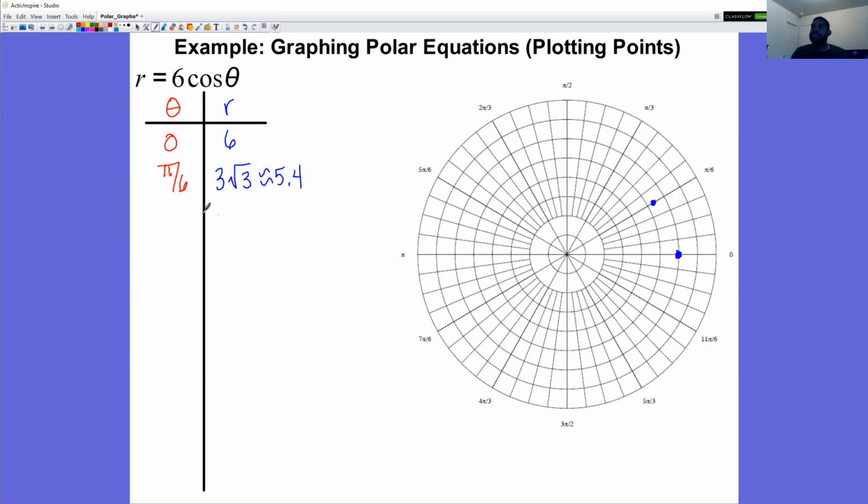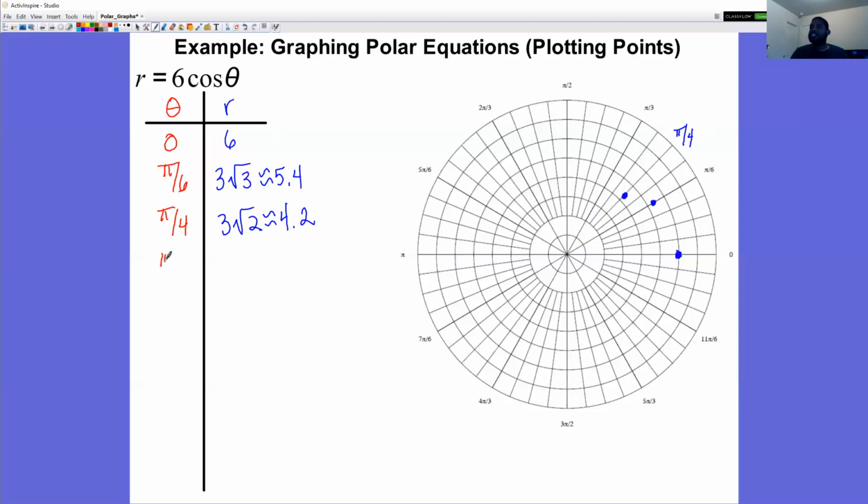Then you'll pick pi over 4 as our next point. And when you plug that into your r value, you're going to get 3 square root of 2, which is approximately 4.2. So on the pi over 4 radial line, which is right here, we'll go 4.2 units from the pole. So 1, 2, 3, 4, and about 4.2, which is probably right there.